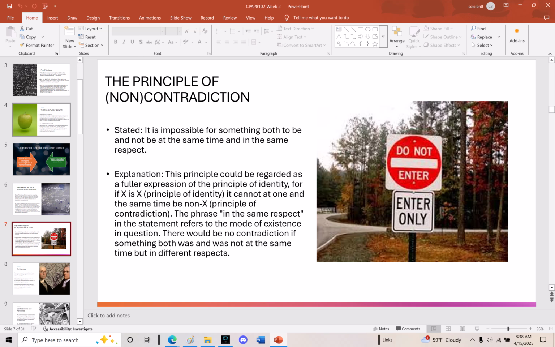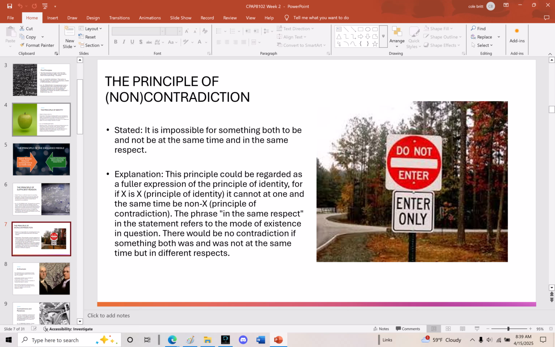Let's talk about the principle of non-contradiction. It's impossible for something both to be and not be at the same time and in the same respect. Think about the earlier principle of the excluded middle. It either exists or it doesn't exist, right? That's the principle that we talked about earlier. Non-contradiction is saying something different. It's saying it cannot both exist and not exist at the same time. That would be contradictory.